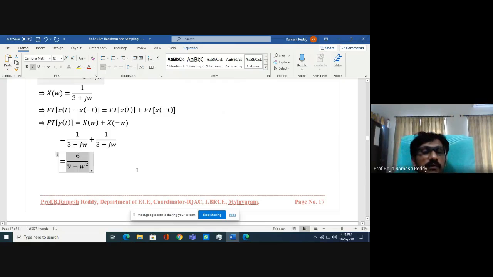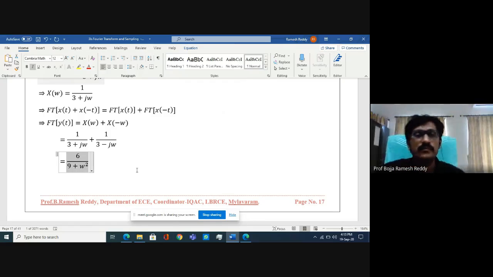That is the use of the time reversal property. Time reversal means if the time domain signal is in reverse form, automatically in the frequency domain also take the reversed form, call it folding. If the time domain is in the form of folding, then in the frequency domain also take the folding form.